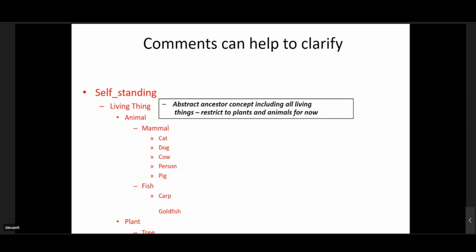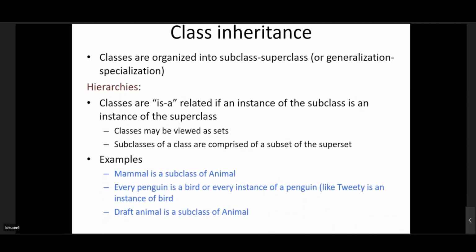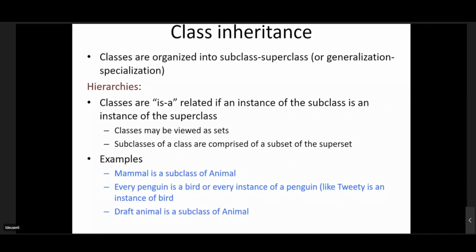And we have class inheritance. So some classes will be organized into a class or superclass. Okay, hierarchies of classes. If an instance of the subclass is an instance of the superclass. And then classes may also be viewed as sets. An example here is mammal is a subclass of animal. Every penguin is a bird. You can say every instance of a penguin is an instance of a bird.